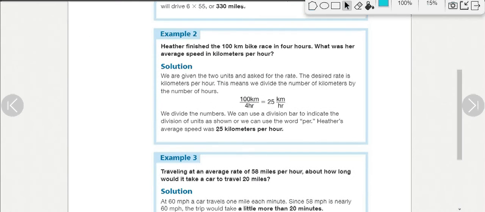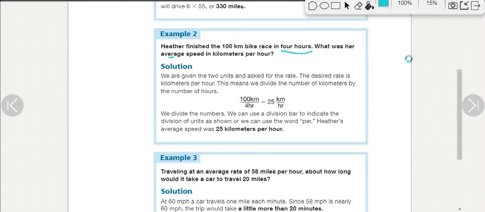Example 2, Heather finishes a 100-kilometer bike race. She goes for 100 kilometers in 4 hours. What was her average speed? Average meaning, okay, her speed probably fluctuated, but in each hour, those are the groups that we're using for her kilometers. We're going to group it into 4 groups, each an hour, hour 1, hour 2, hour 3, hour 4. If we had to make all the groups the same, what would they all be for her time?